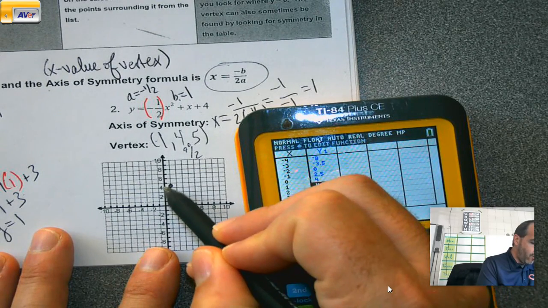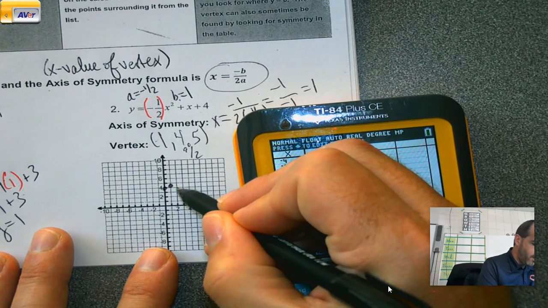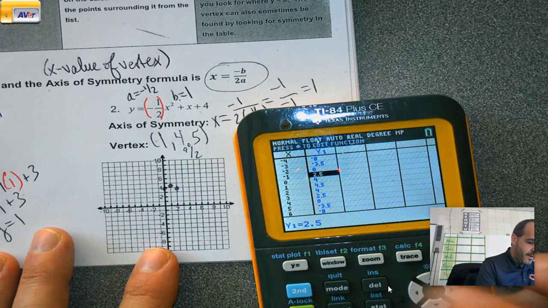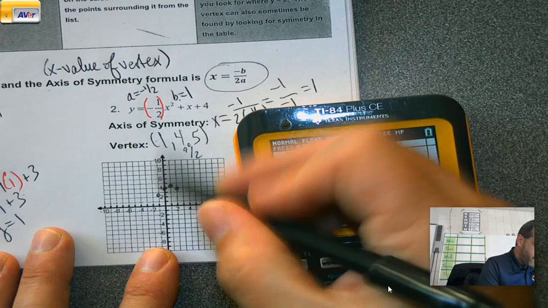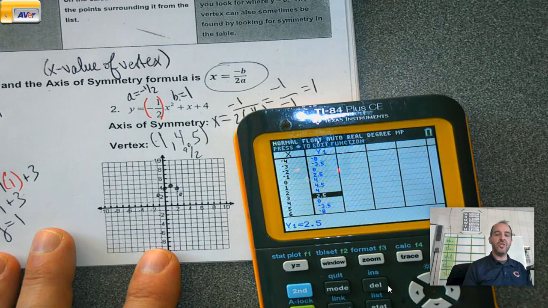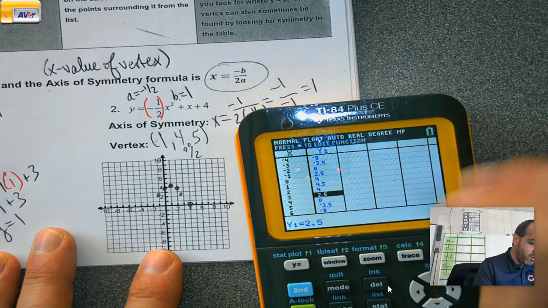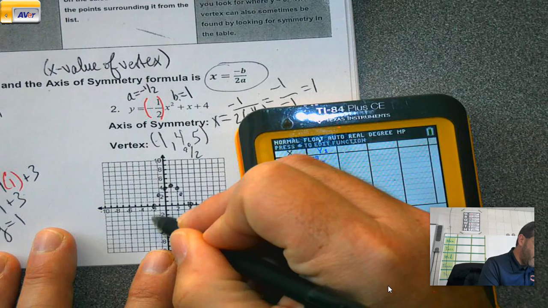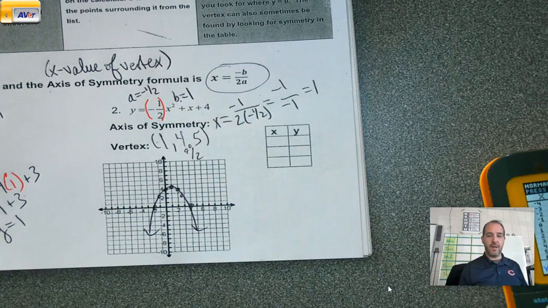So 0, 4, 2, 4, negative 1, 2.5, 3, 2.5. And again, 5 is the minimum we want to do if at all possible. But if you can't fit them on sometimes, that's okay. If you want to plot more, 4, 0, -2, 0, you can plot as many as you want. Get my curve in there.